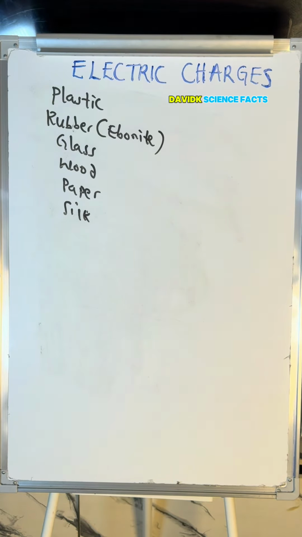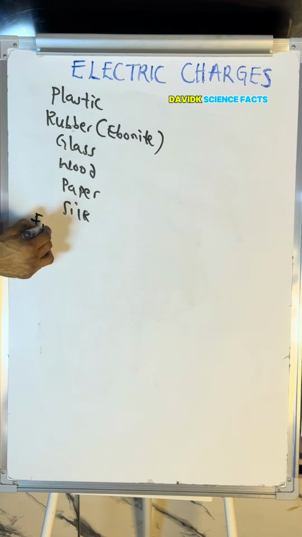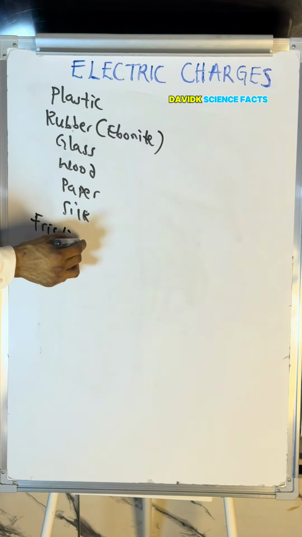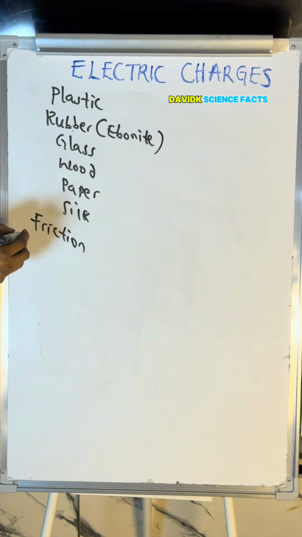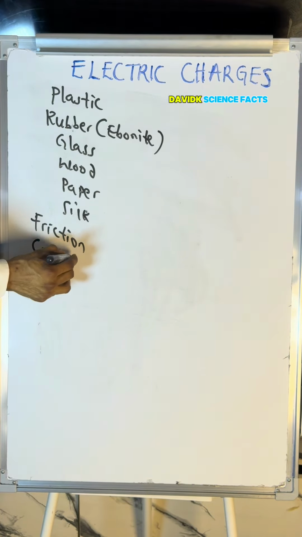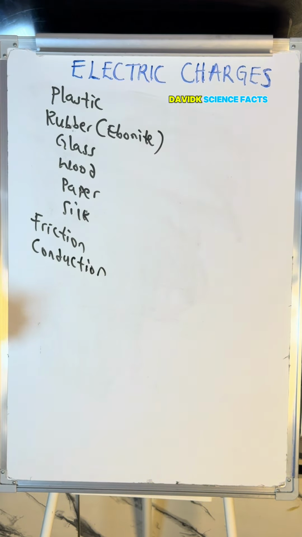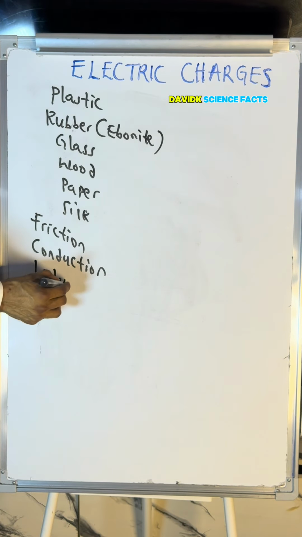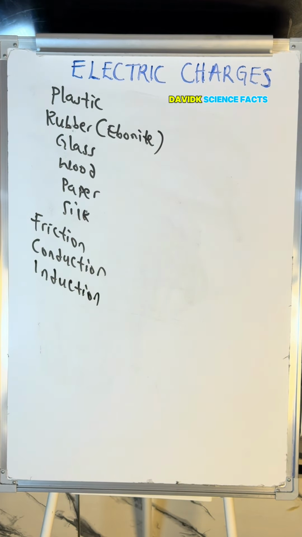Now I'll talk about how charges are produced. There are three methods in which charges are produced. The first method is friction. The second method is conduction. And the third method is induction.